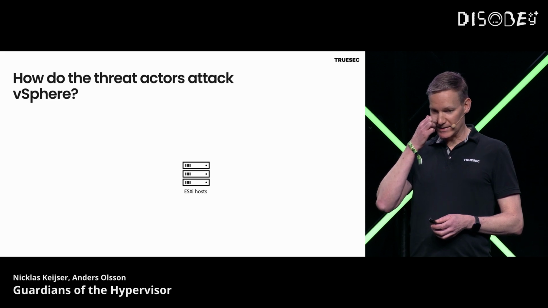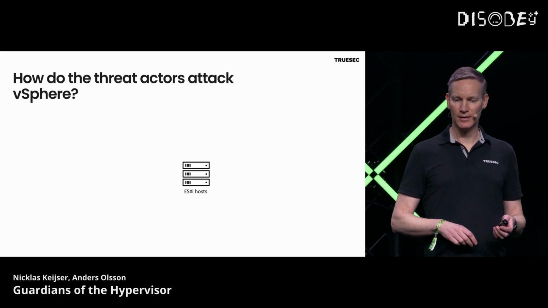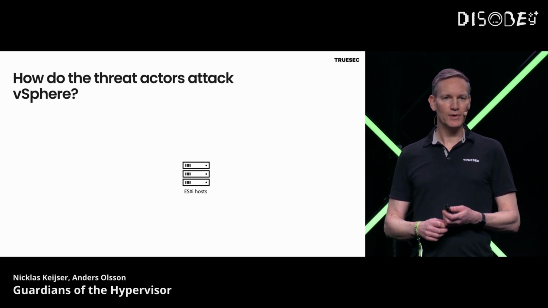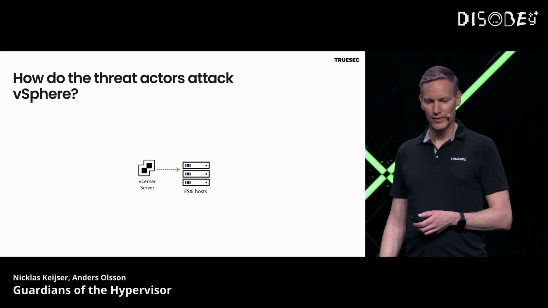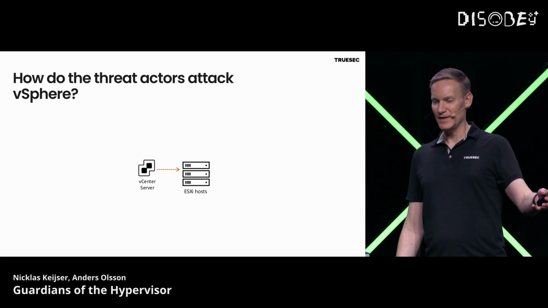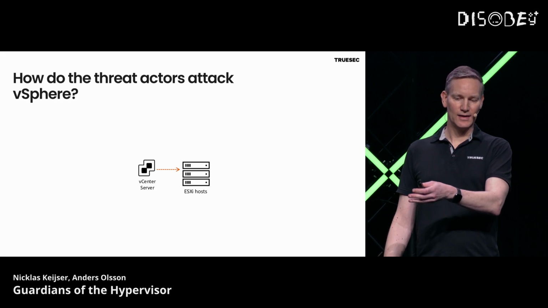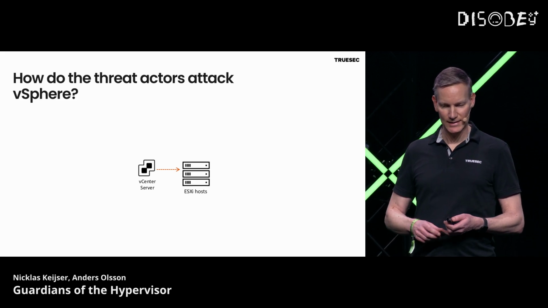So how do these attacks happen? Well, everybody wants to get to the ESXi hosts, like I said. The most common way to get there is a really simple attack. It's not even an attack, it's just walk right in. They get to the vCenter server. Because if you own the vCenter server, you own the ESXi hosts. And there is not much you can do to protect against that.